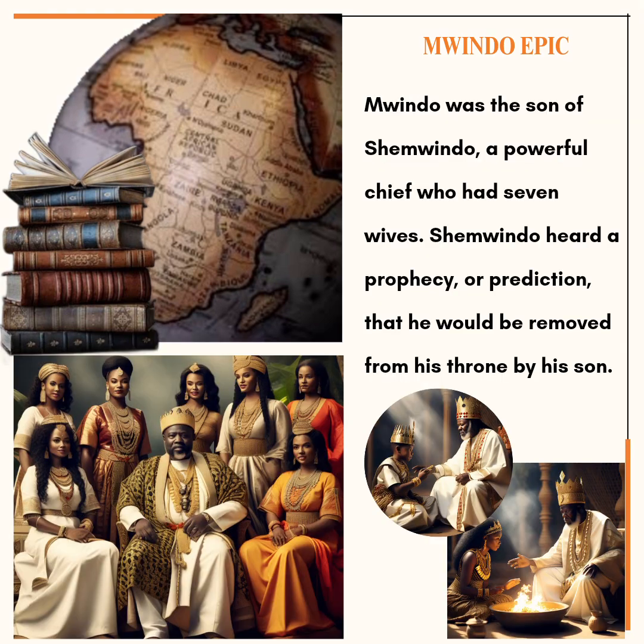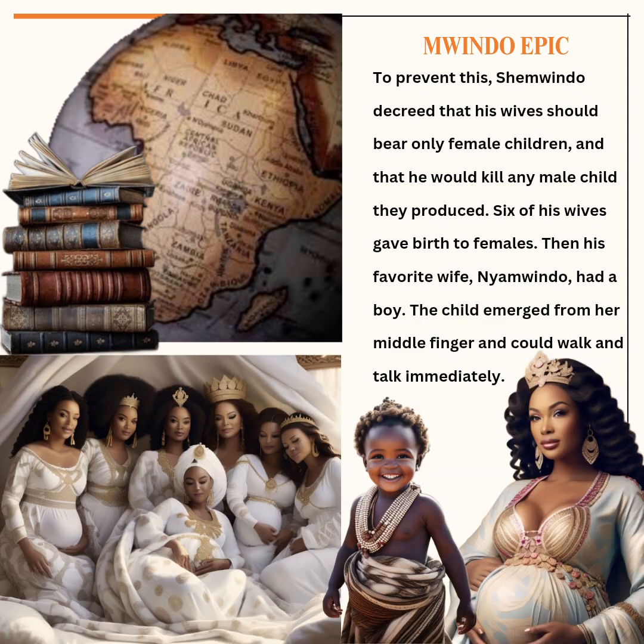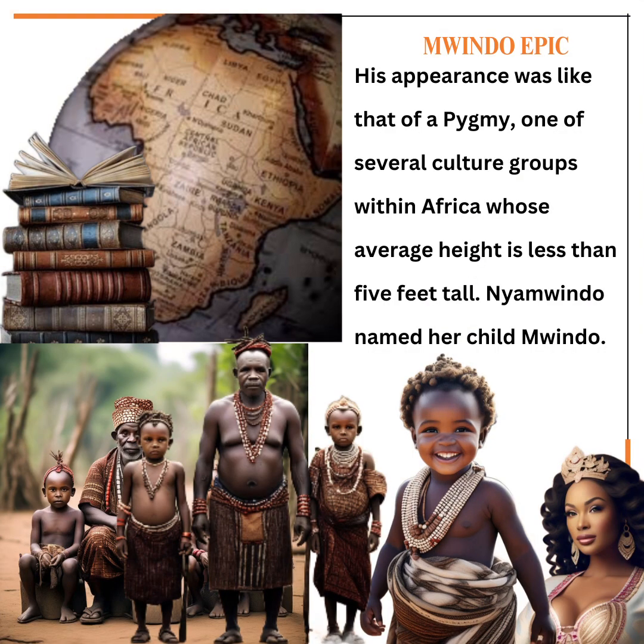The story. Mwindo was the son of Shemwindo, a powerful chief who had seven wives. Shemwindo heard a prophecy, or prediction, that he would be removed from his throne by his son. To prevent this, Shemwindo decreed that his wives should bear only female children, and that he would kill any male child they produced. Six of his wives gave birth to females. Then his favorite wife, Nyamitondo, had a boy. The child emerged from her middle finger and could walk and talk immediately. His appearance was like that of a Pygmy, one of several culture groups within Africa whose average height is less than five feet tall. Nyamitondo named her child Mwindo.